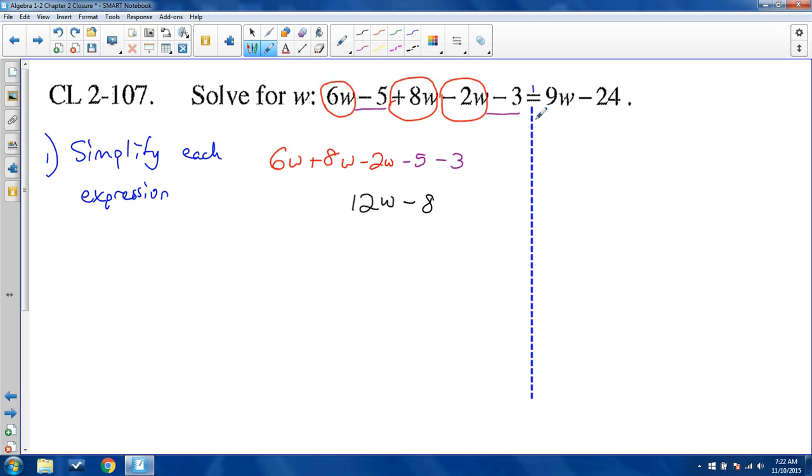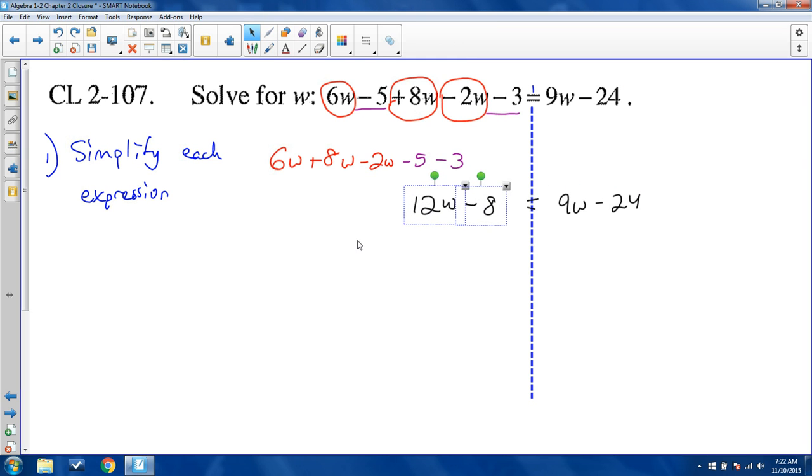Okay, that's the left side. The right side actually is already simplified. I can't combine these terms. There's really nothing I can do with this side. I'm actually taken care of there. So this side is already simplified. This is 9W minus 24. Okay, I've accomplished my first step. I have simplified each expression on both sides of the equation.